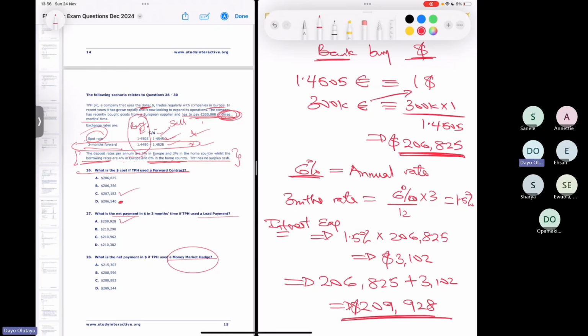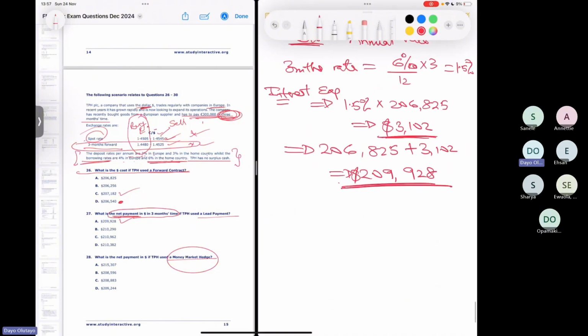And that's the lead payment. So sometimes the question might not ask for net payment. They might say, how much does the company have to borrow now? Then this will be the answer. That is why you have to understand, right? Because if the question had said, how much do they have to borrow now to make the lead payment, then you have to stop at 206. But if the question is asking for a net payment in 3 months' time, then you have to consider plus the interest. And I hope that is clear.